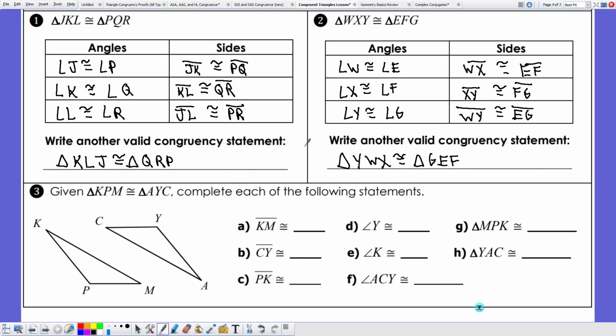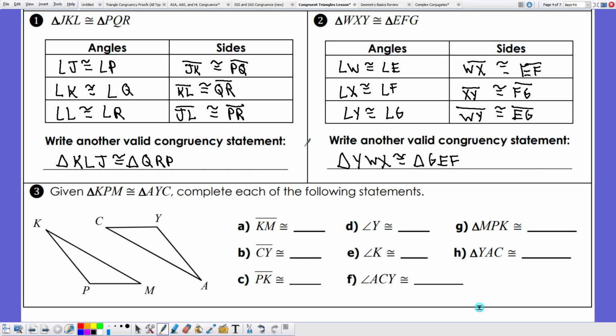And then finally, part 3, given that triangle KPM is congruent to AYC, complete each of the following statements. So now we're even given the fact that we can see the triangles, but we don't even really need that, but it will help us get some intuition about what's going on.